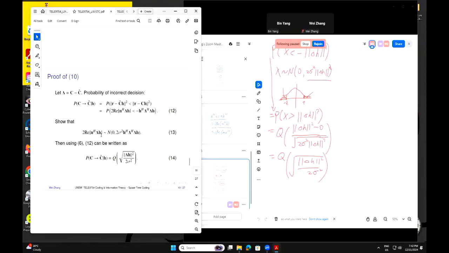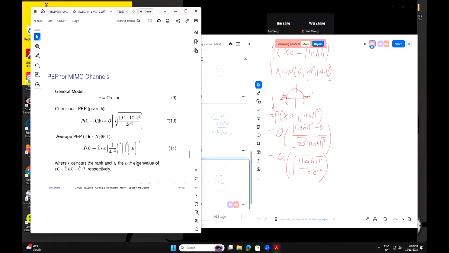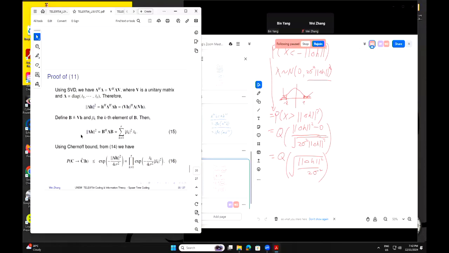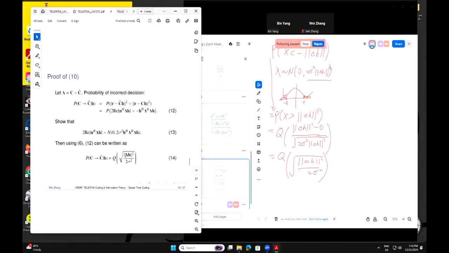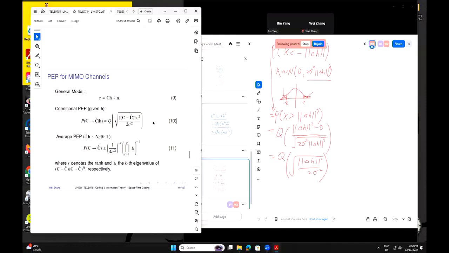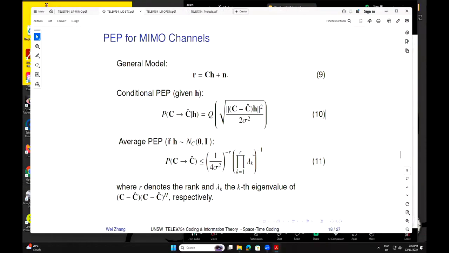Okay. So do we finish? Yes. That is equation 10, because delta is c minus c hat. We put it back, so that is equation 10. So let's explain equation 10. We just go step by step to solve this equation 10 and find out the error probability. And this error probability is related to the delta.